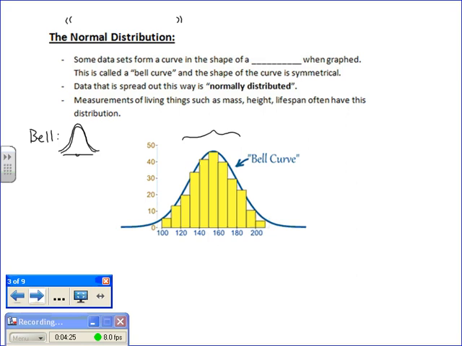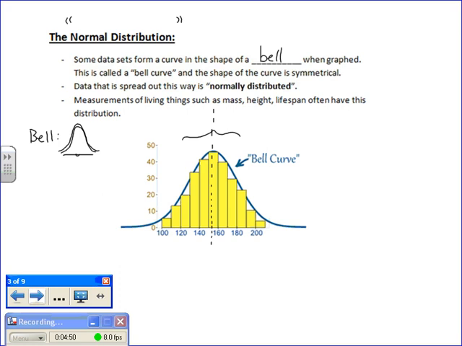So lots of data, when graphed, ends up looking like this bell curve, and we say that type of data is normally distributed. Some data sets form a curve in the shape of a bell when graphed. This is called a bell curve. It's symmetrical, which means that I could divide it right down the middle here.